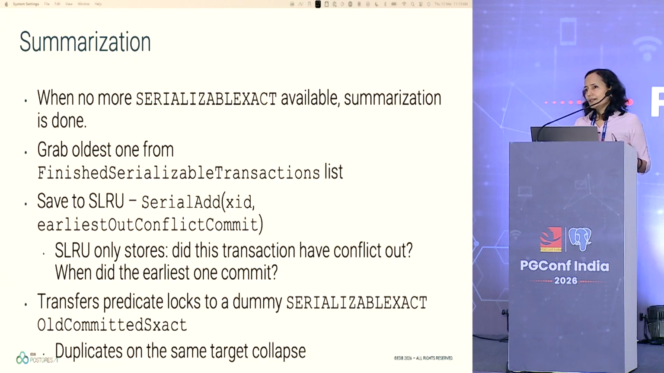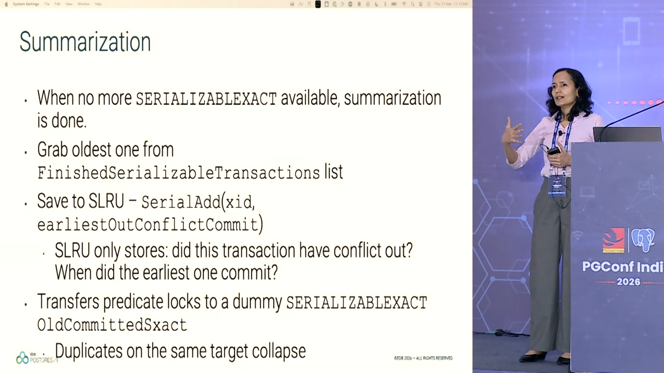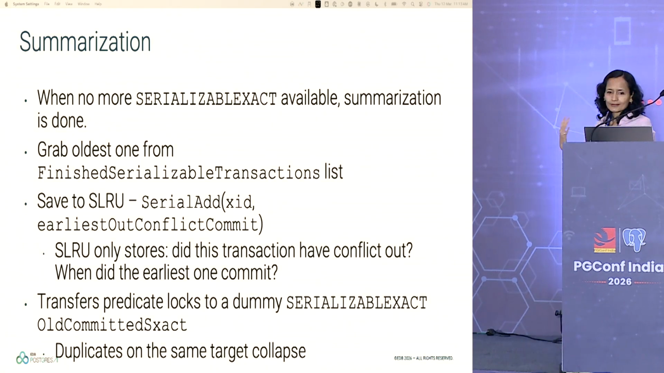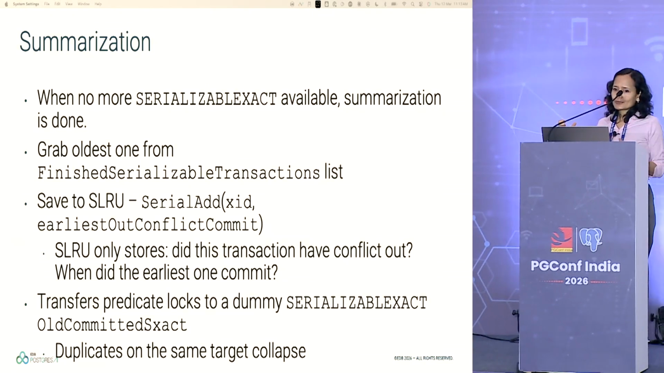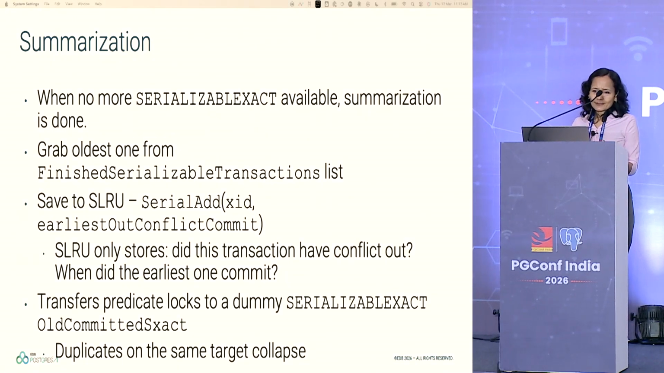Now, you could accumulate a lot of SI read locks. You could accumulate a lot of serializable transactions. How do you condense this? When no more serializable xact is available, we summarize it.